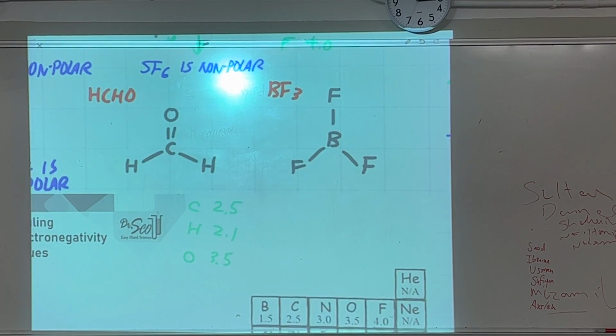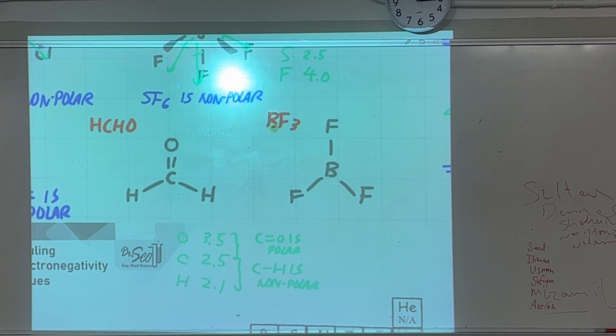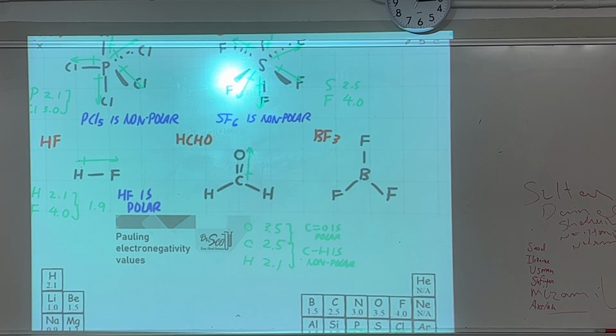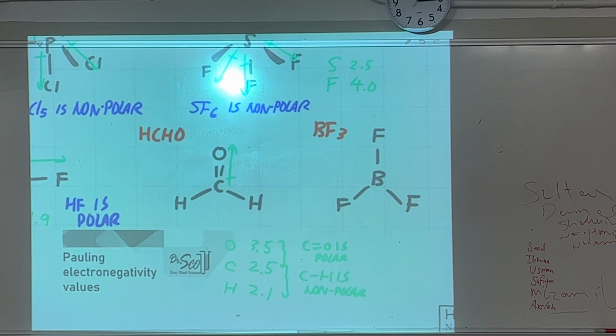What about the CO bond? The CO bond will be polar, because when you calculate the difference, what is the difference? 1. So the CO bond is polar. Write down that the C=O double bond is polar. So how do we point the dipole? Up. Is there any other dipole to cancel this out? No. So what is the conclusion? Is it polar or non-polar?